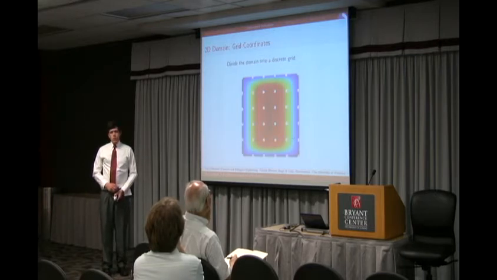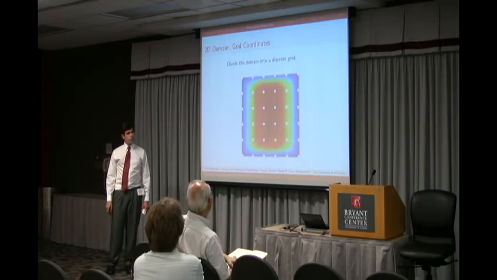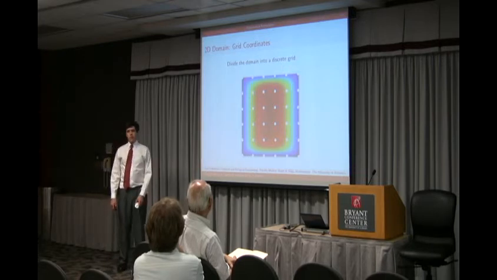Because computers can only deal with a discrete temperature distribution, not a continuous one, we have to conceptually divide the whole domain into a series of points. So here we have, I think, 16 plus... 25 total points.